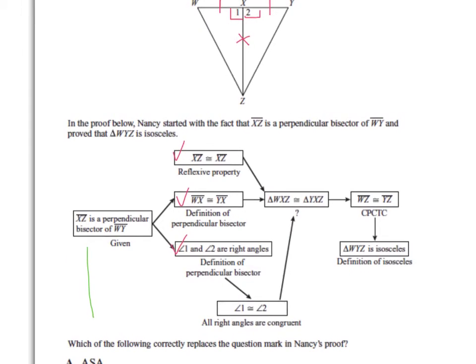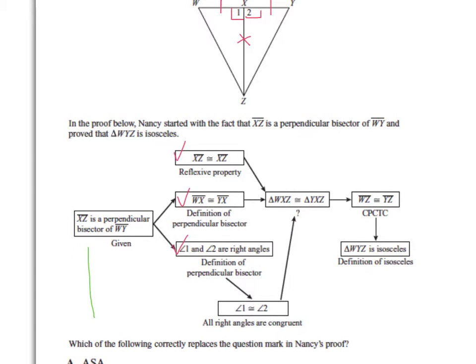So now you see down here at this point, they're talking about all right angles are congruent. I mean, that seems kind of intuitive, but it is something that we include in a proof. So just kind of keep that in mind. Now the question is right here. This is what they're asking us to find. Why are the triangles congruent?